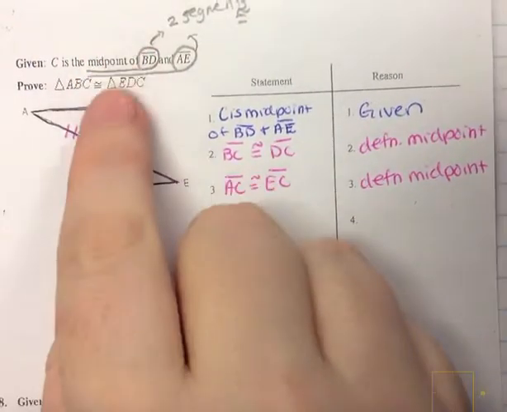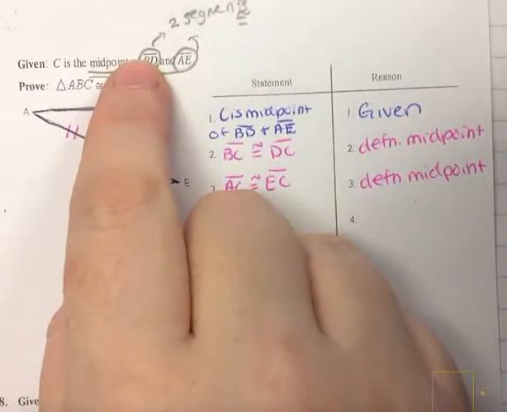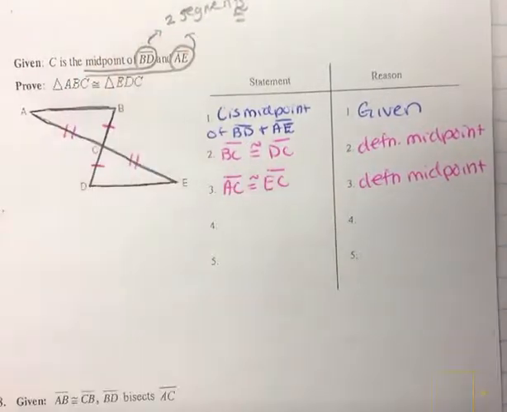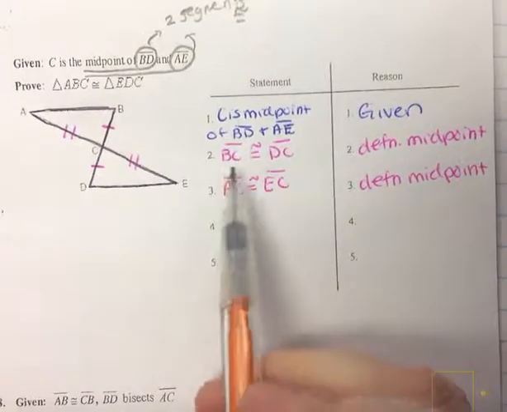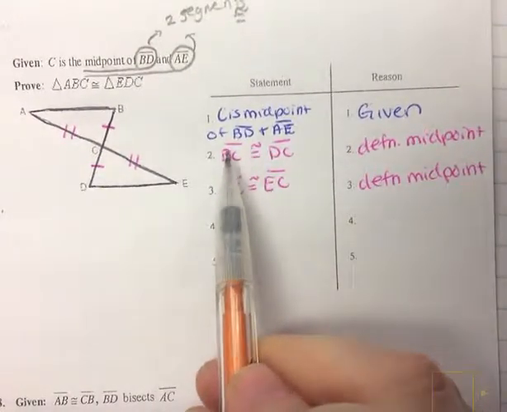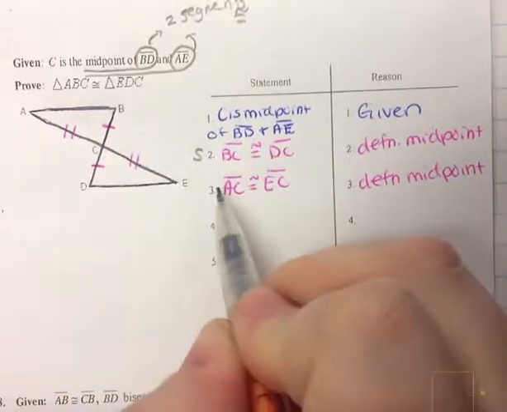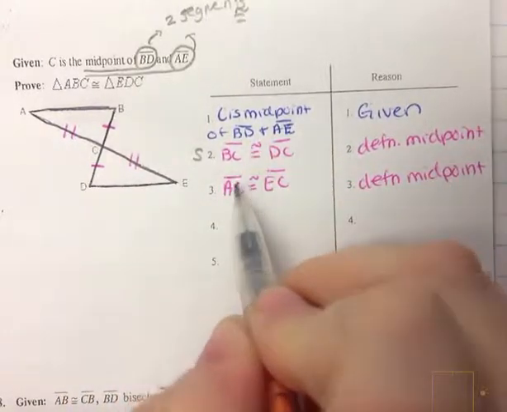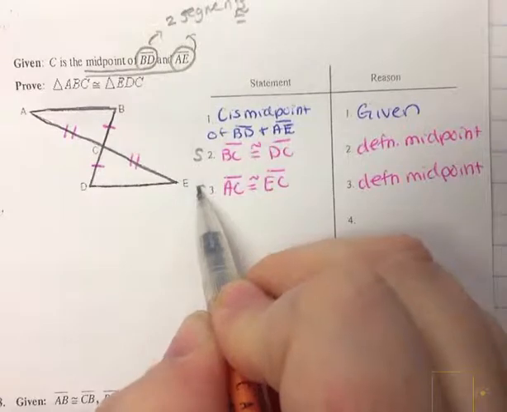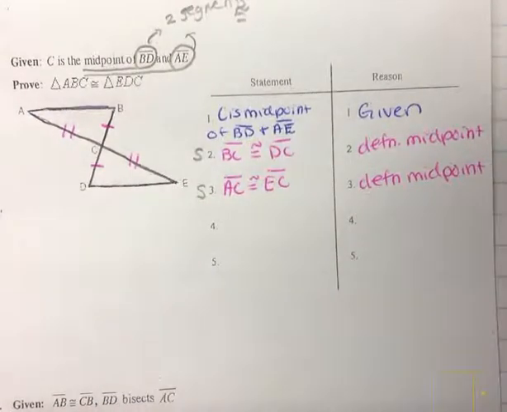So we've used all of our givens. We've used the midpoint of BD and the midpoint of AE. So let's go back to see if we have any congruency. We have congruent segment. So we can put an S beside number 2. Number 3, we have congruent segment. So I can put an S beside number 3. Now, because that was all from our given, we have to now look at the picture and find anything else.